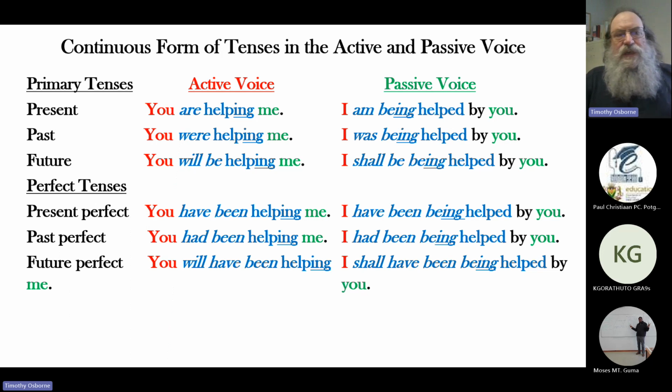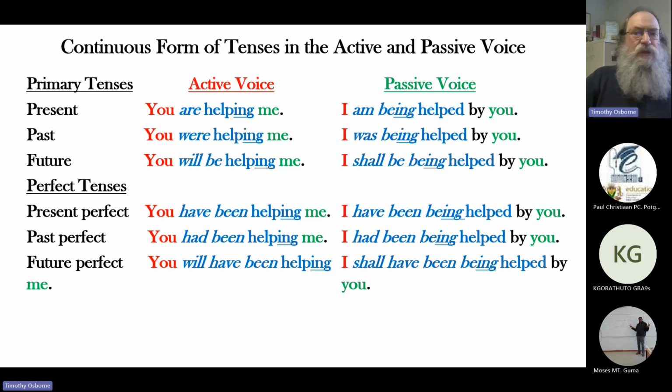Again, in our primary tenses. Now, remember that this is in the continuous form, and in the present tense, it will be, you are helping me. Now, always in the continuous form, you're going to get ing being used. That is a constant. Right, and in the passive voice, it comes out as I am being helped by you. Please note the word by always in the passive voice.